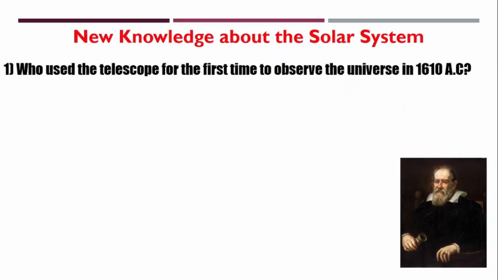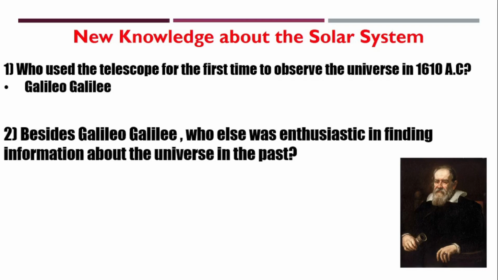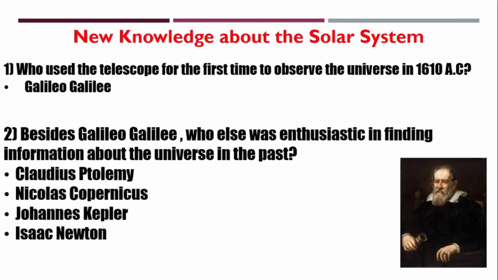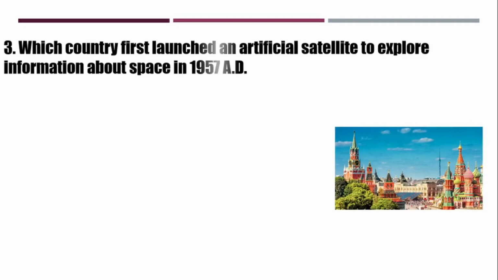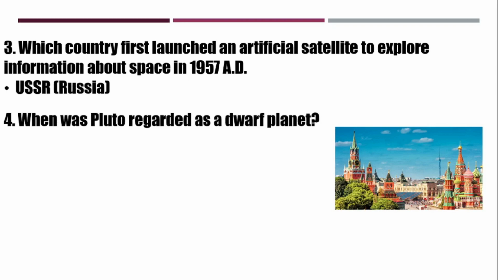Who used the telescope for the first time to observe the universe in 1610 AD? Galileo Galilei. Besides Galileo Galilei, who else was enthusiastic in finding information about the universe in the past? Claudius Ptolemy, Nicolaus Copernicus, Johannes Kepler, Isaac Newton. Which country first launched an artificial satellite to explore information about space in 1957 AD? USSR, Russia.